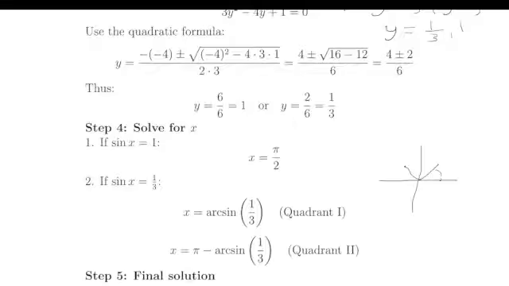So this part right here represents the arc sine of 1/3. And then this angle over here is going to be pi minus arc sine of 1/3. And the reason is because these two angles right here are congruent. They have the same y value. So these are the same. So if this entire thing is pi, then we're just going to subtract arc sine 1/3.